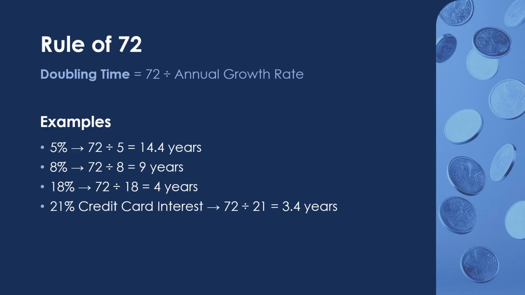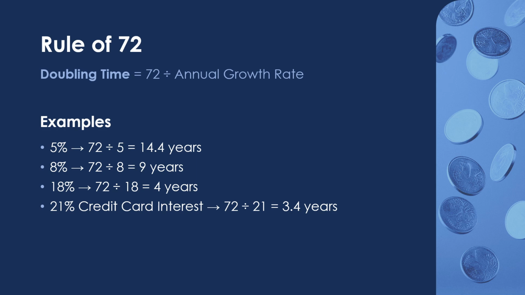72 divided by 5 equals 14.4 years. Now let's look at the other side of the equation. Suppose your credit card charges 21% annual interest. 72 divided by 21 equals approximately 3.4 years. In just over 3 years, you will have paid the bank an amount in interest equal to your original credit card balance. That is staggering.